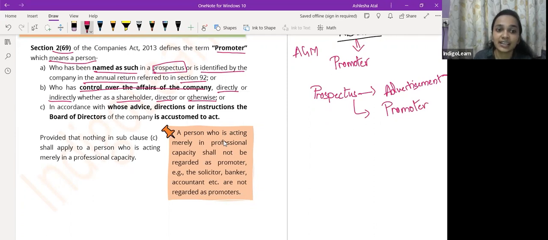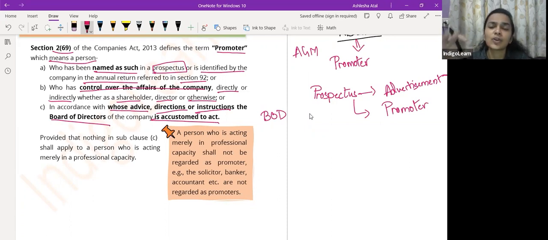The third point is he's a person in accordance with whose advice, directions, or instructions the board of directors of the company is accustomed to act. So द थर्ड पॉइंट क्या बोलता है? थर्ड पॉइंट ये बोलता है ये एक ऐसा इंसान है जिसके एडवाइस पे या जिसके इंस्ट्रक्शंस पे या जिसके डायरेक्शंस पे बोर्ड ऑफ डायरेक्टर्स काम करते हैं. सो ही इज द पर्सन हु गिव्स एडवाइस, who gives directions and who gives instructions to the board of directors of the company, and the board of directors, they follow the instructions of this person. So that person, in accordance with whose advice the board act, in accordance with whose instructions the board act, that person is referred to as a promoter.